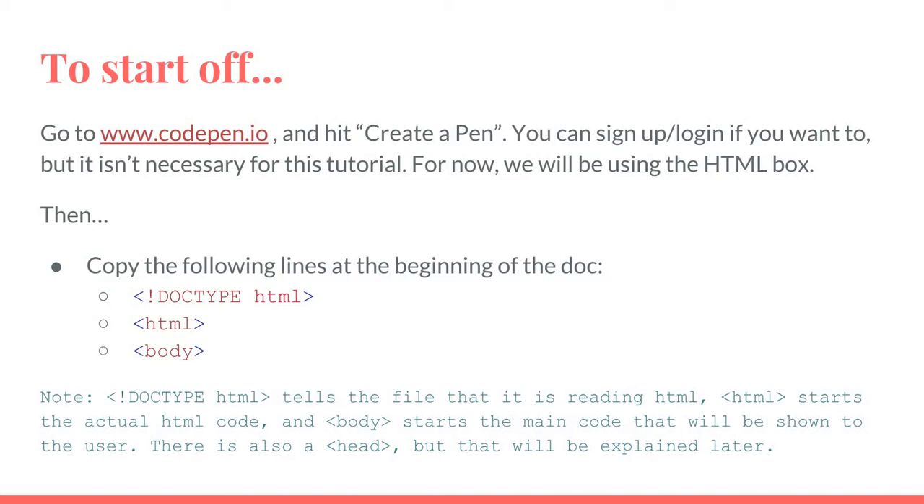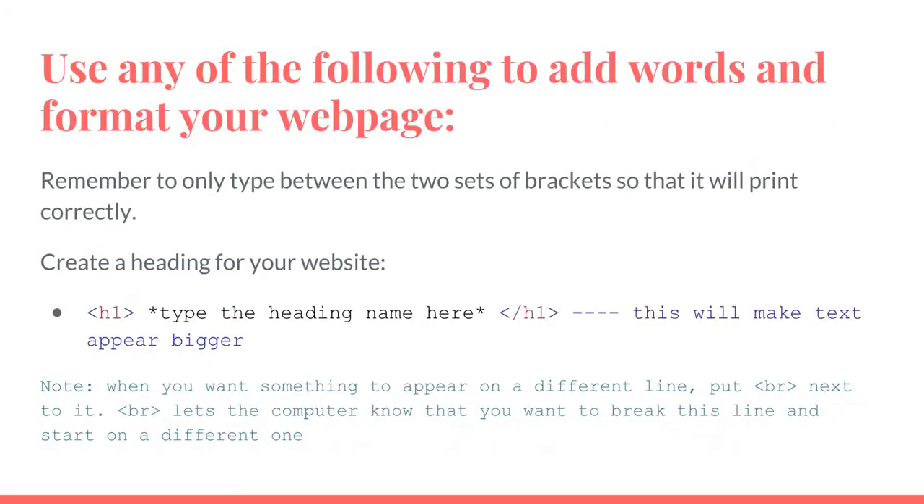Then you're going to have the body code where we're saying to the computer that that is the main code that will be shown to the user, that's going to be displayed. There's also another head command that we're going to talk about a little bit later. So right now we're going to talk about headers.